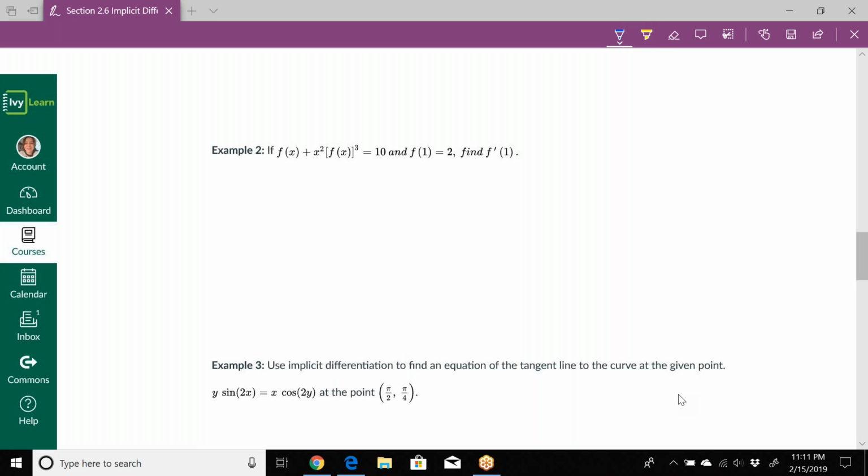All right, this is the extra examples from section 2.6. We have for Math 211, this is example 2. This is written in equation format, and this is implicit derivatives as well.